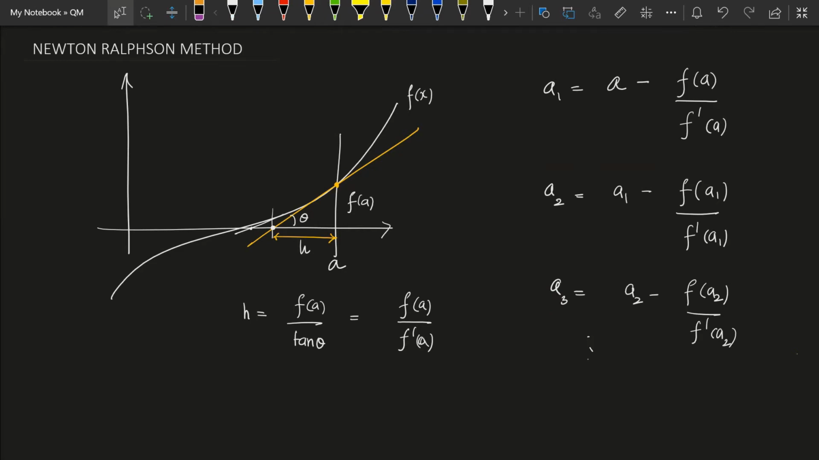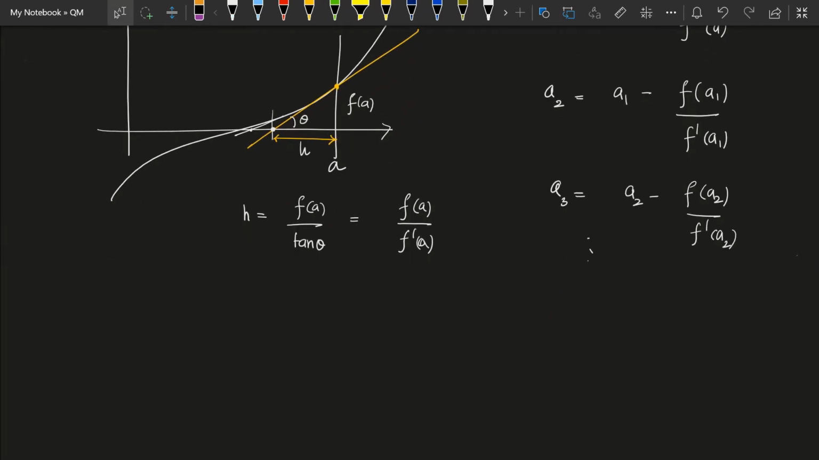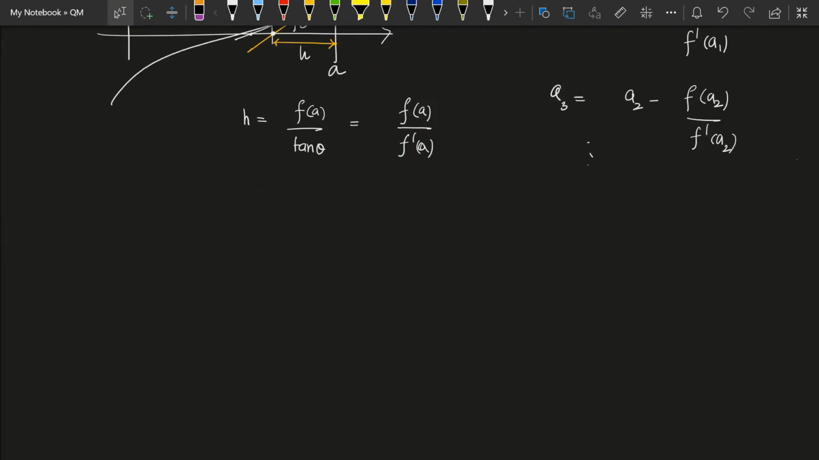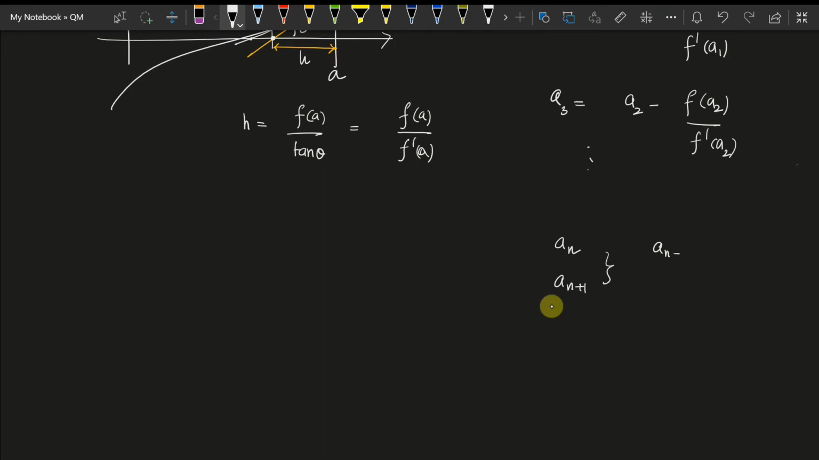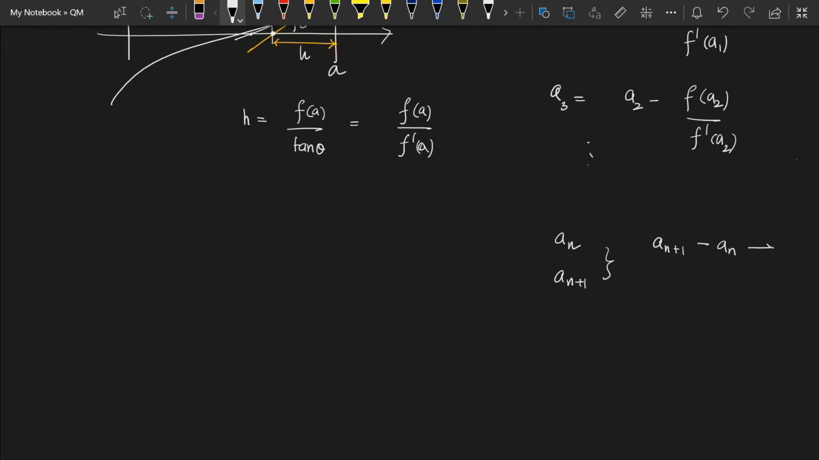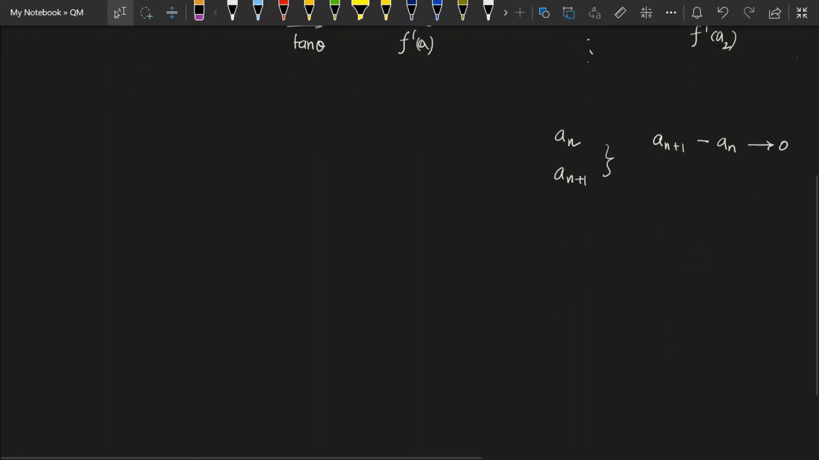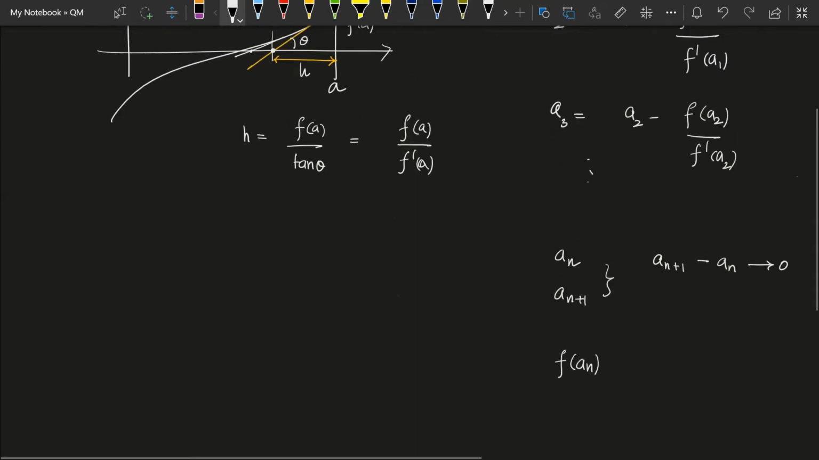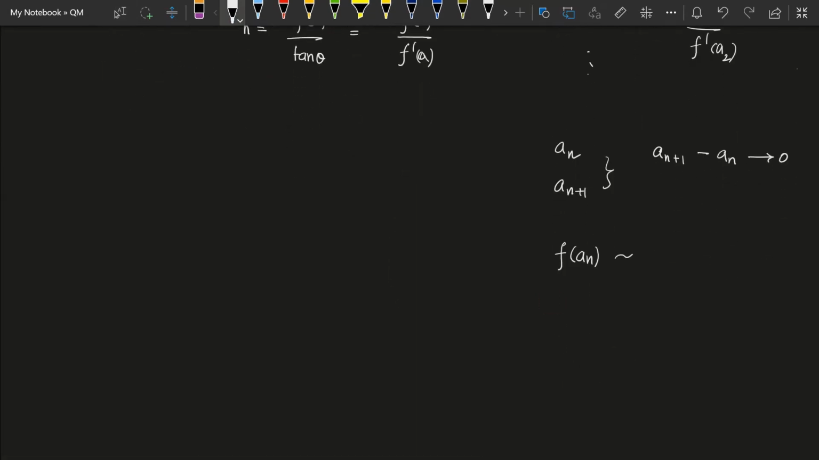So if we keep on doing this, we will reach a point where our consecutive iterations give us the same value. That is, if in the nth iteration the value was an, and if in the n plus 1th iteration the value was an plus 1, then an plus 1 will become approximately equal to an. Or we can also say that the value of the function at an becomes approximately 0. So we stop there.